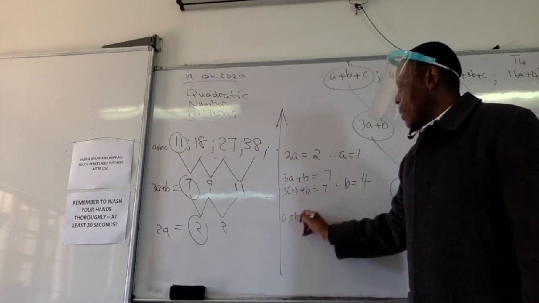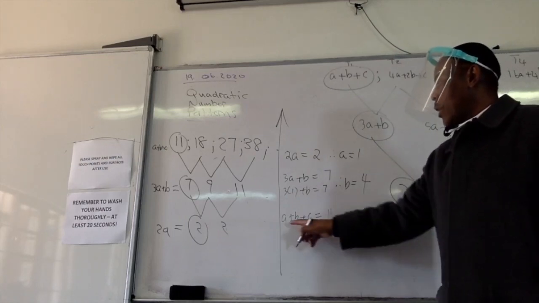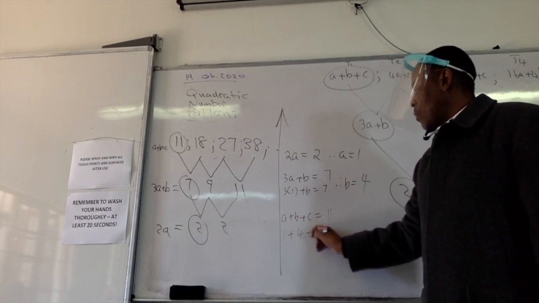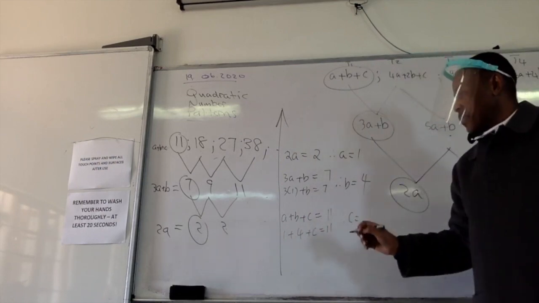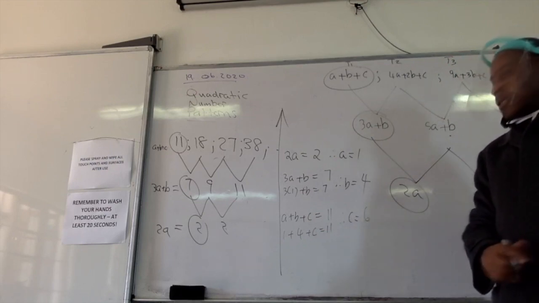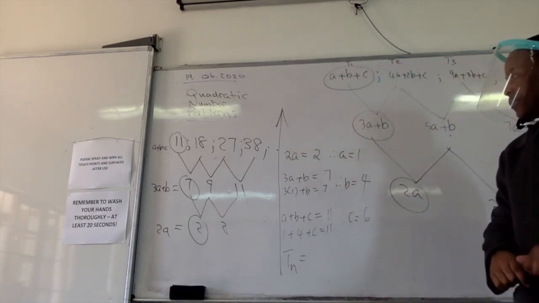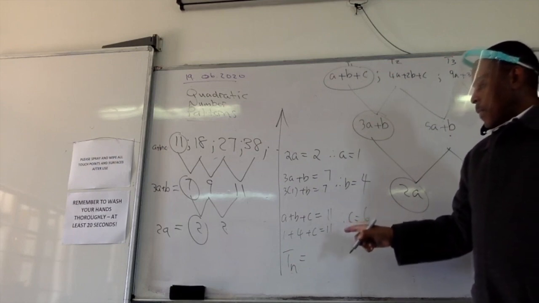A plus b plus c. What is a plus b plus c equal to? 11. But we know a is 1, b is 4, so we can find c. So what is c equal to? Is it 6? Okay, so c is equal to 6. Therefore, what is Tn equal to? Just substitute all those values.